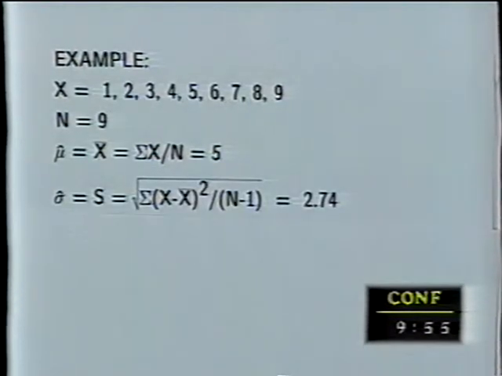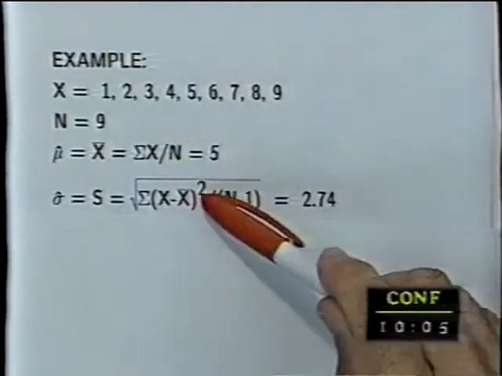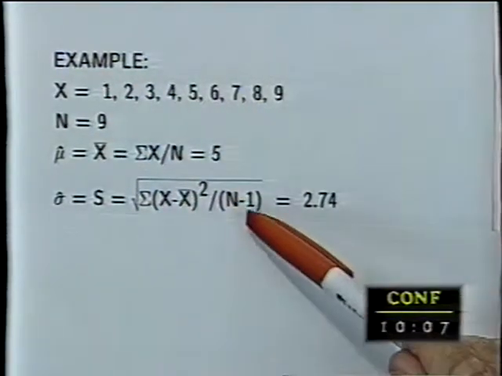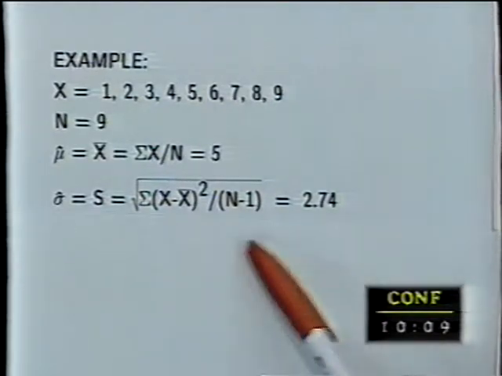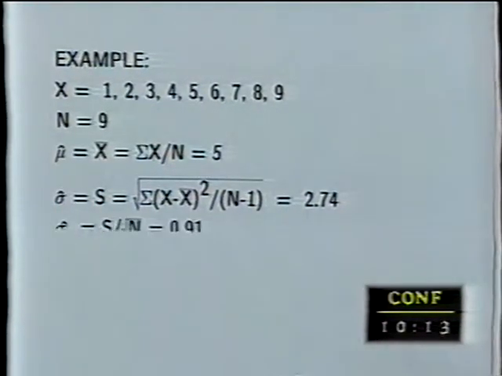My estimate of sigma, that's the estimate of sigma for the data, is the sum of x. Take each of these values, subtract 5 from them, and square them, and divide by n minus 1. 9 minus 1 is 8. I get 2.74. So my estimate of sigma is 2.74.